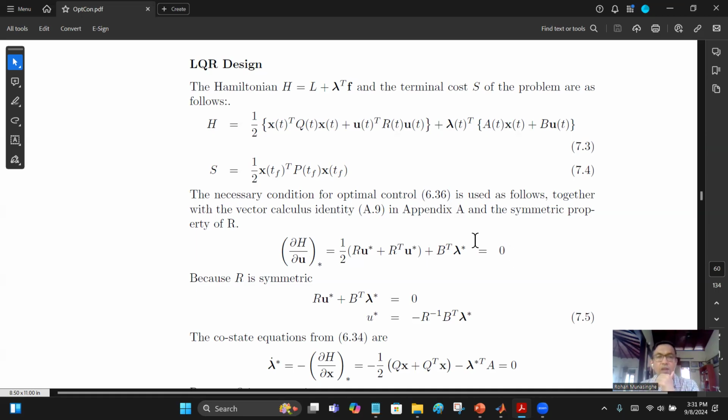Now we have the Hamiltonian, and this is not part of u. It doesn't depend on u. This depends on u, and here also you have u. So only these terms with respect to u are this: half R u star plus R transpose u star plus B transpose lambda. So B transpose lambda. And here u transpose R.